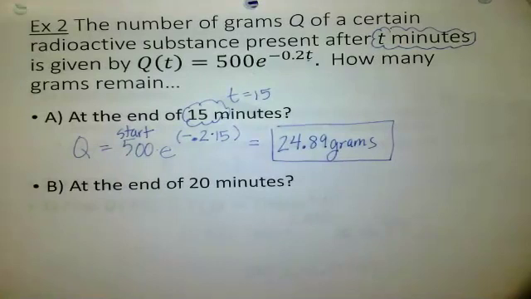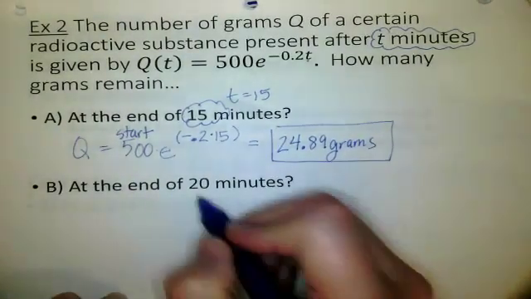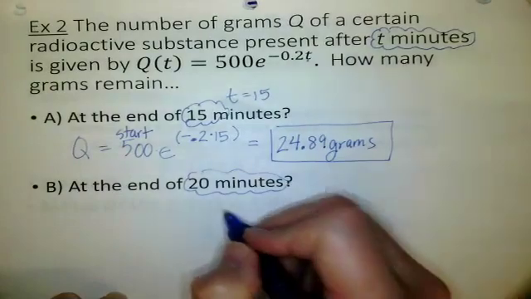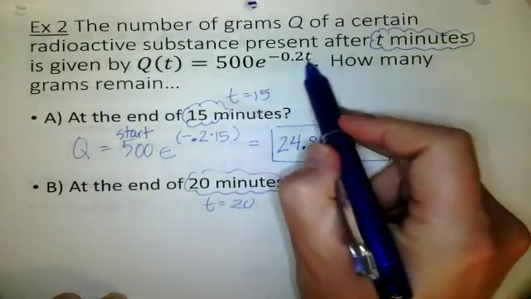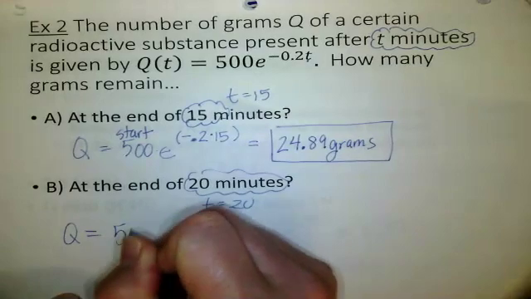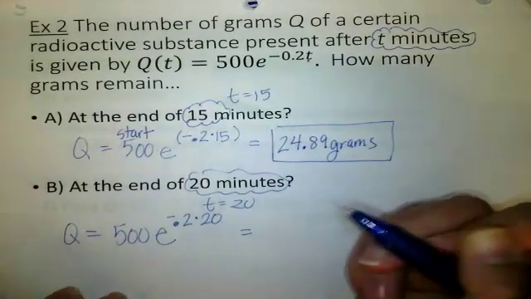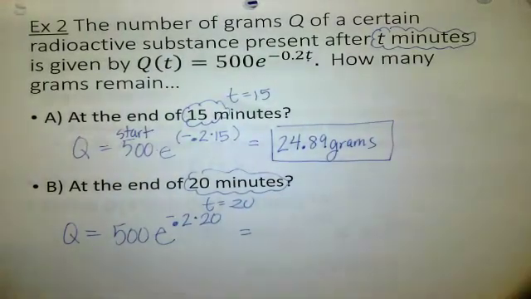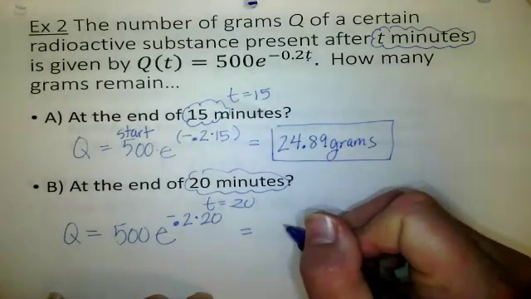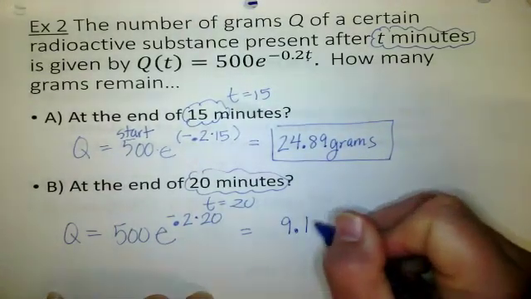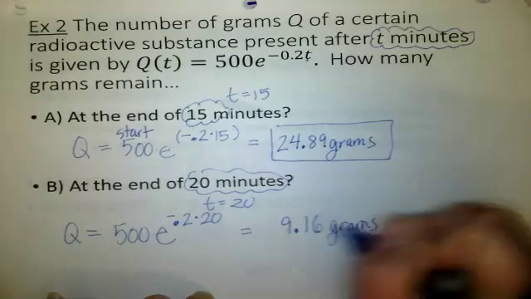What do you think is going to happen after 20 minutes? Are there going to be more or less? Less. Okay, because it's decreasing. All right, so what do we need to do for 20 minutes? Yeah, t is 20. So plugging in 20. So the quantity, we started with 500. All right, so 500 e to the negative 0.2 times 20 minutes. 9.16. Okay, yeah. 9.16 grams.